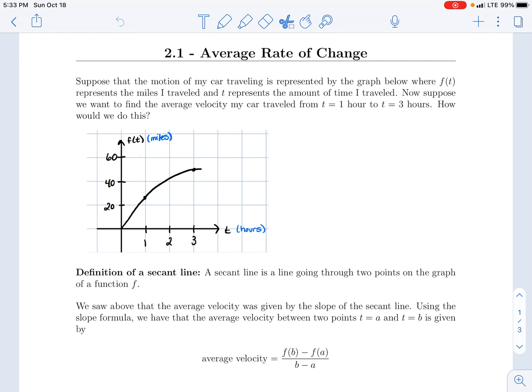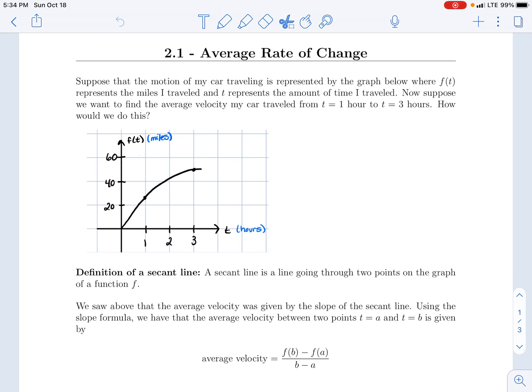Now suppose we want to find the average velocity my car traveled from t equals 1 hour to t equals 3 hours. And so the question here is how would I do this? Alright, well when we think about cars traveling, you normally say something like miles per hour, right? Like she's going 50 miles per hour. And so within the units there, miles per hour, you're basically telling me that's miles divided by hours.